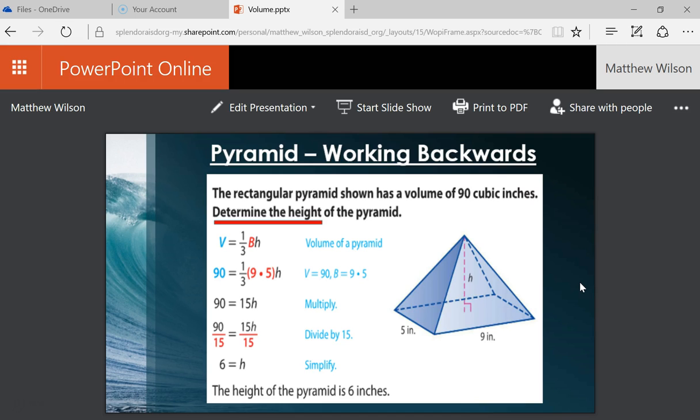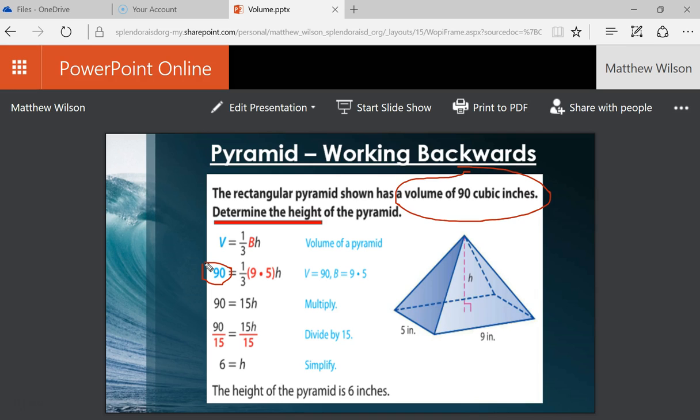So first things first, make sure you know the volume formula for whatever shape it is. So here we see it's a pyramid. So they write down the formula. Volume equals 1/3 of base times height. Then they plug in the information that they have. It says right here that the volume is 90, so they replace V with 90.